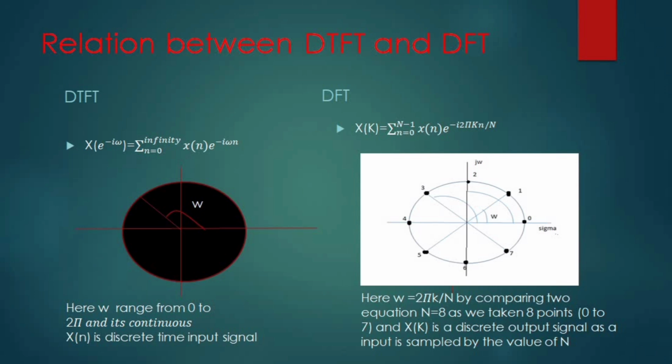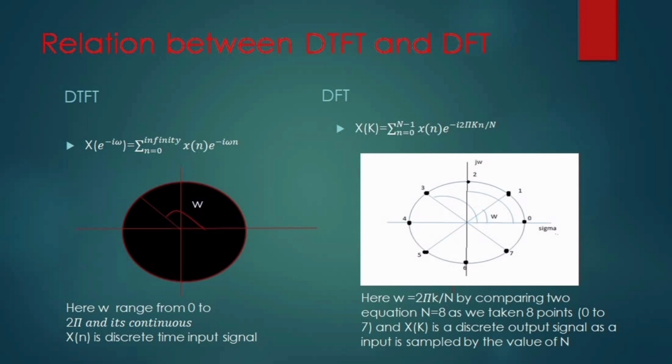The formula for the DTFT is X of e power j omega is equal to summation n equals 0 to infinity x of n e power minus j omega n. So here you can see n ranges from 0 to infinity. The output is continuous, and omega also ranges from 0 to 2 pi. Here x of n is nothing but a discrete time input signal.